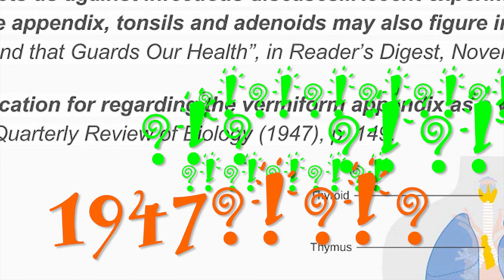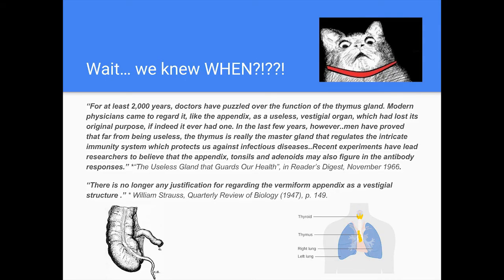1947. Since the 40s, it has been put in print that the appendix is not a vestigial structure. There is no justification for regarding it as a vestigial structure. And yet since then, in the decades since then, textbooks have been throwing the appendix at us as, well, here's an example of your evolutionary ancestry, proving that evolution's a fact and proving that the human body has evolved from lower animals. Since the 40s.